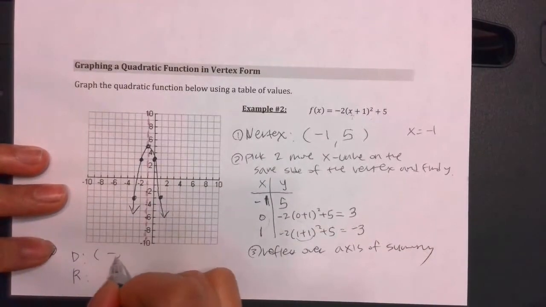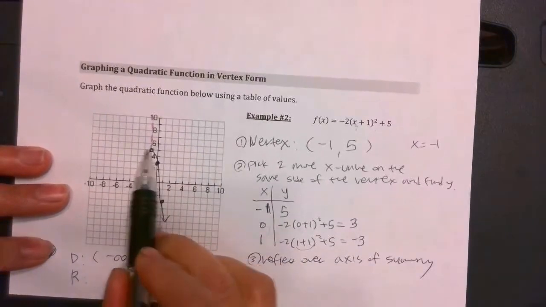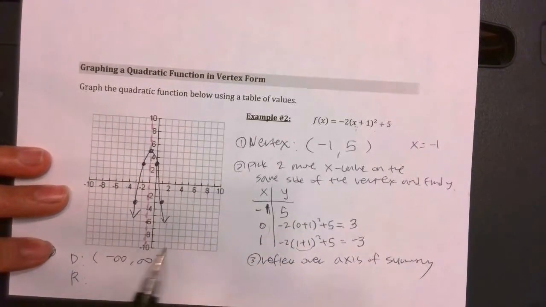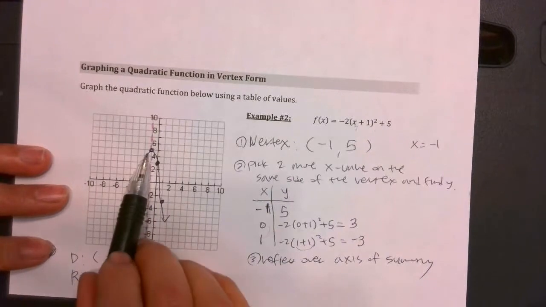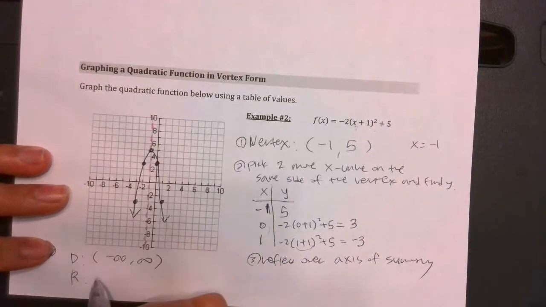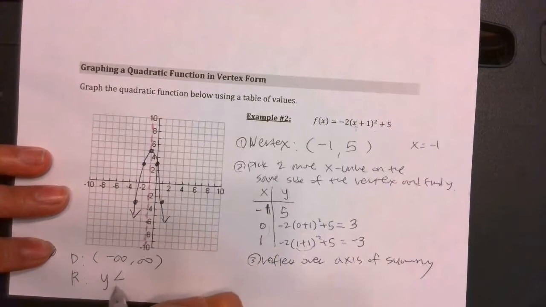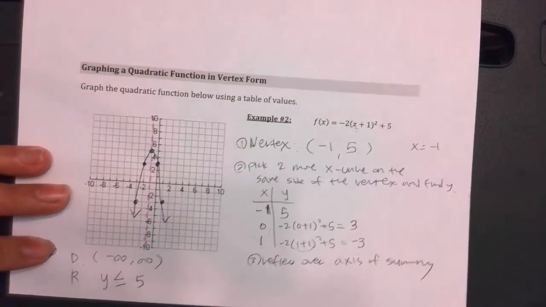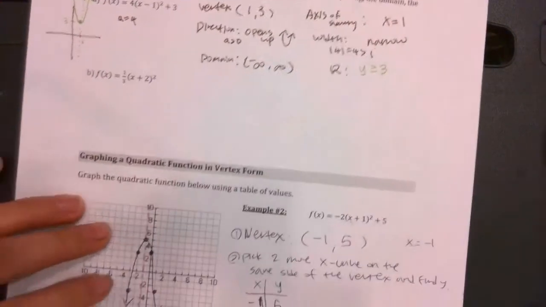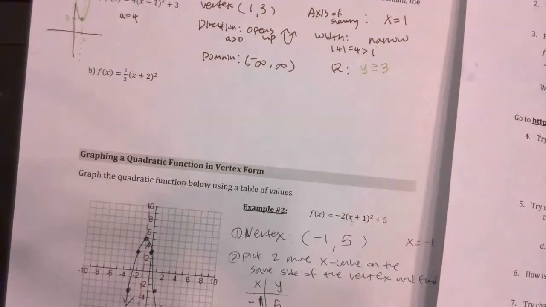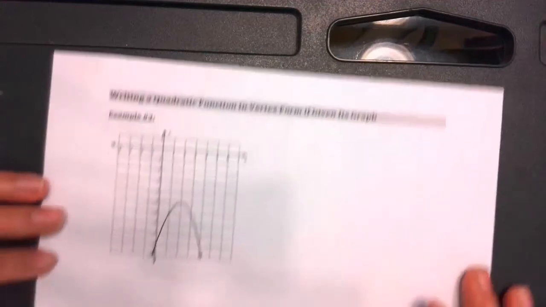Quadratic domain is always negative infinity to positive infinity. Range, notice the smallest y value is negative infinity all the way. It stops at 5. In other words, your y has to be less than or equal to 5, which is a little different. Cool? Alright. One more. Over here.